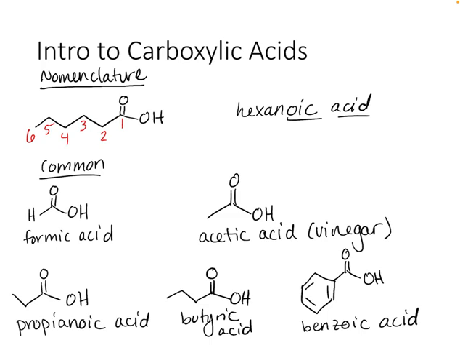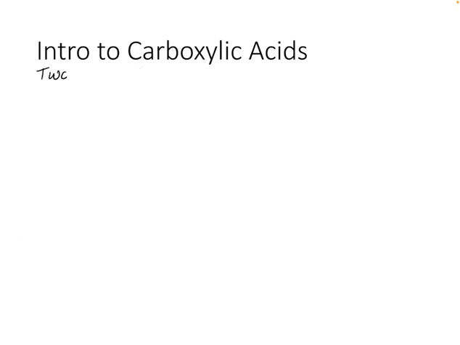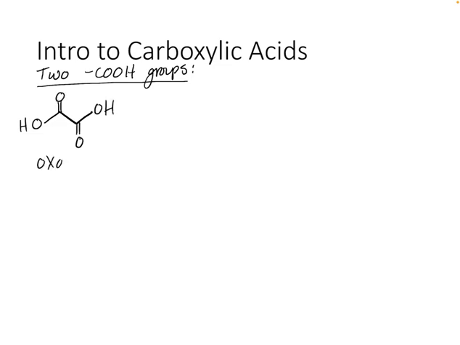Now, we can also have 2 carboxylic acids in a chain. And these also have some common names. So let's say you have a 2-carbon chain and 2 carboxylic acids. This is called oxalic acid. Then if we add another carbon, so now we have 3 carbons in our chain. This is called malonic acid.